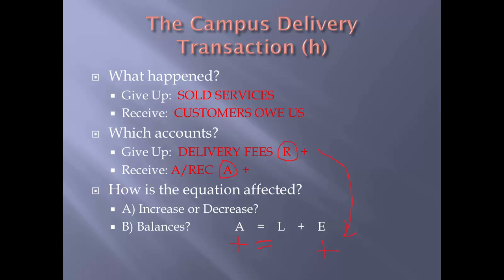Now I go to increase or decrease. We sold more services than we did 5 minutes ago, so there's a plus with the delivery fees. And customers owe us more than they did 5 minutes ago, so there's a plus under accounts receivable. Delivery fees is an equity-related account, so I have to ask myself that one last thing. How do revenues affect equity? Revenues increase equity, so I'm going to keep the plus under equity, and I already have a plus under assets. So plus equals plus, and my equation balances.